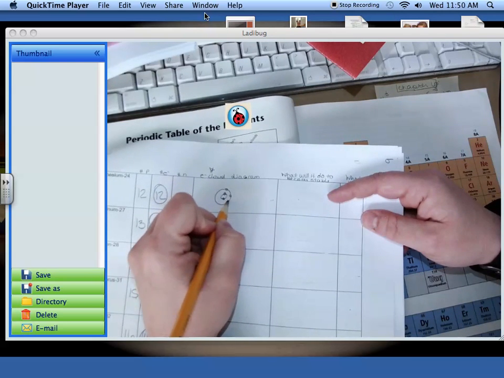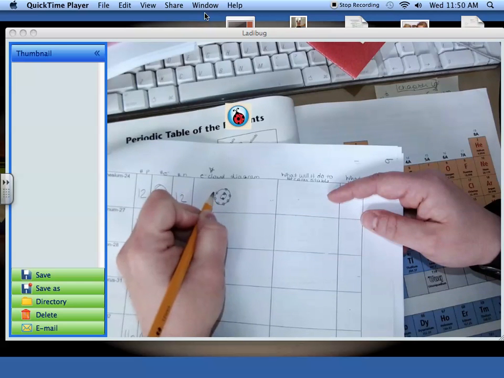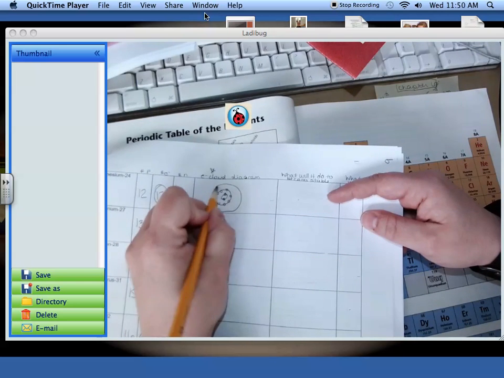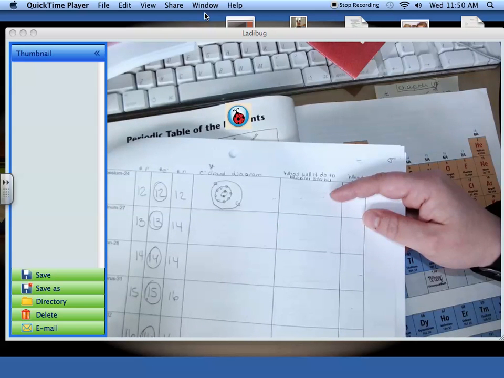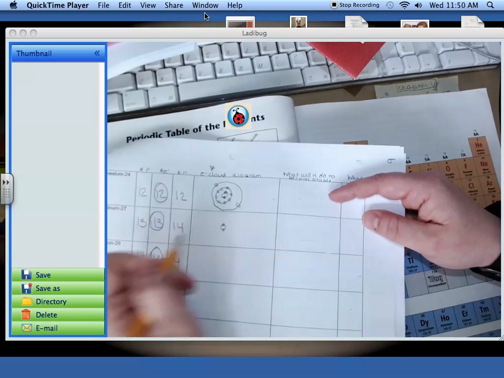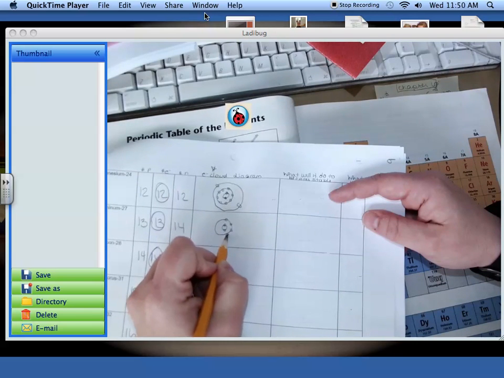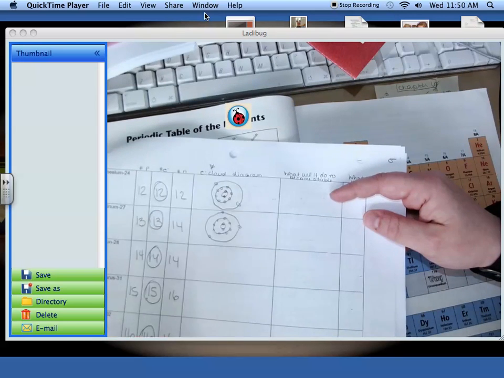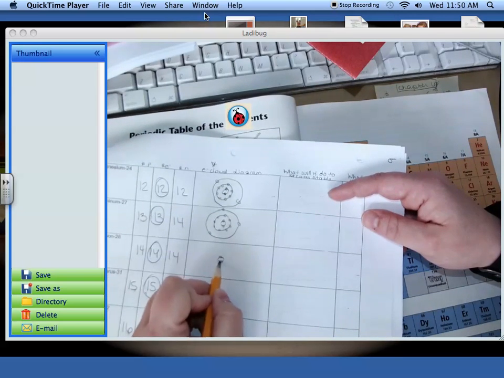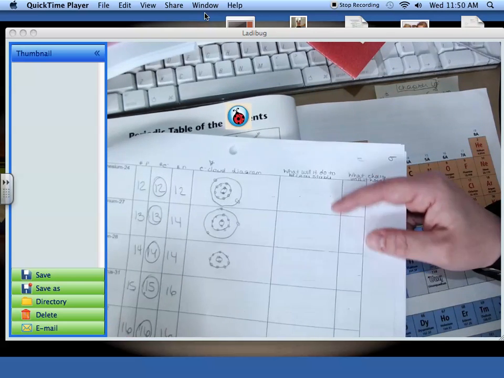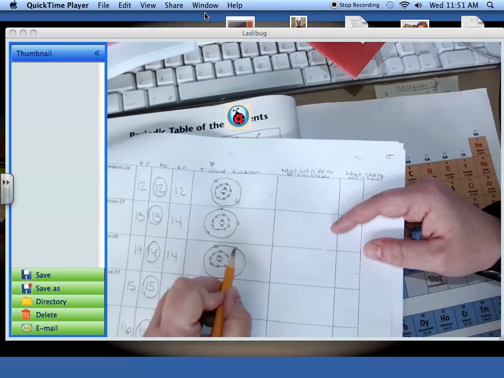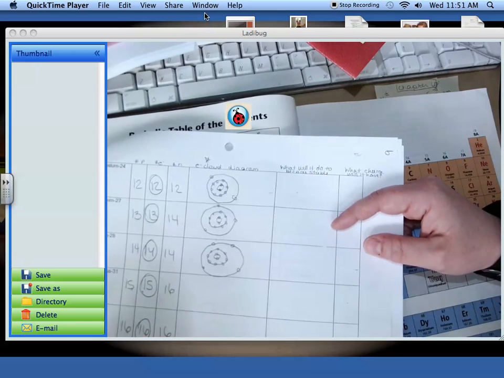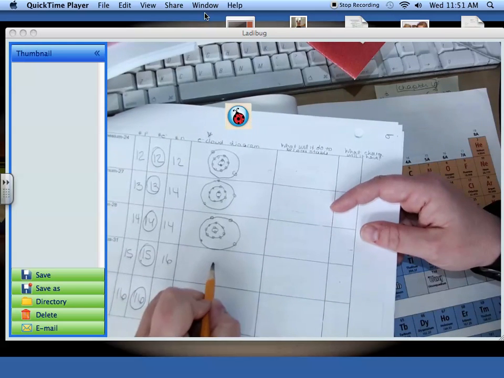Magnesium, 12. 2 in the first level, 8 in the second, 2 in the third. That means 12 electrons total. Aluminum, 13 electrons, 2 in the first, 8 in the second, 3 in the third. Silicon, 14 electrons, 2 in the first, 8 in the second, 4 in the third. That equals 14.